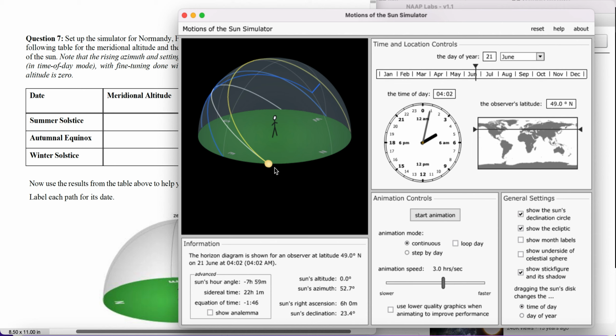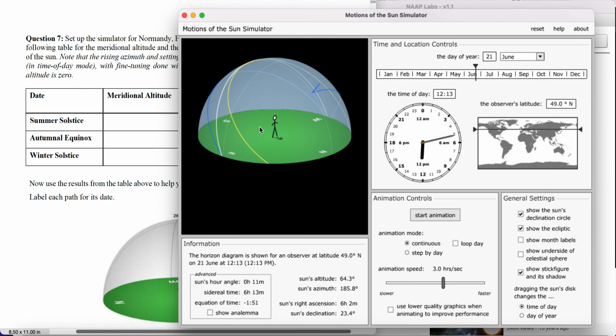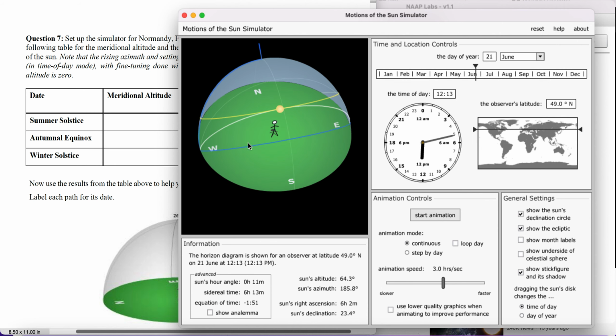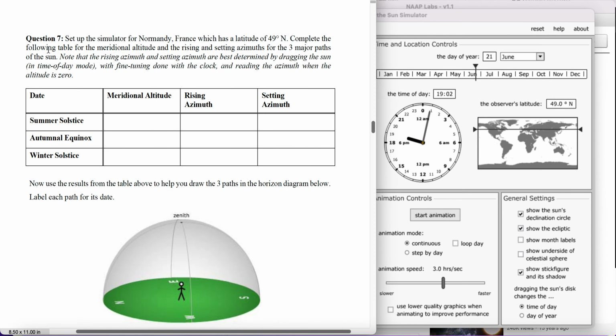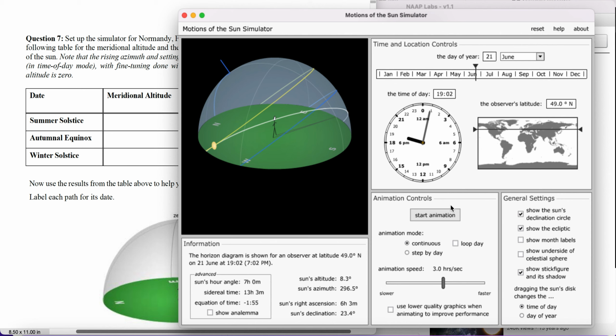Now, of course, you would do the same thing for sunset. I'll not give you the exact value, but you can coarsely pull the sun over until you get close to sunset, and then do the fine tuning with the hand of the clock. One thing to point out is that I say you're going to do this in time of day mode. What am I referring to there?